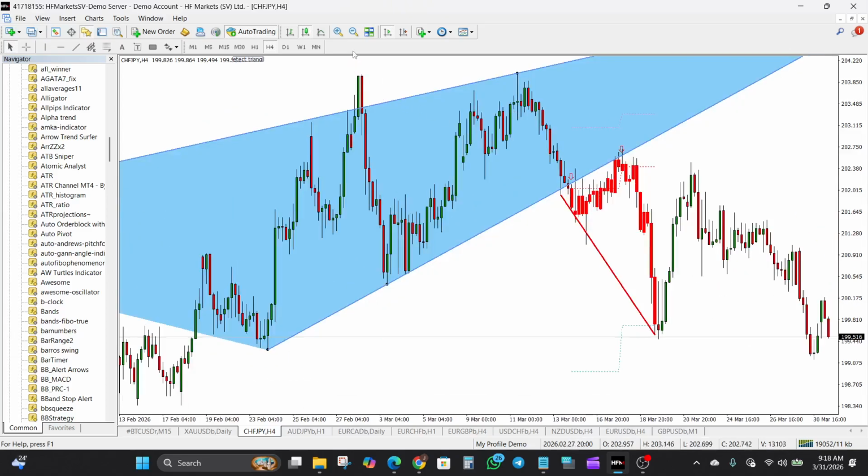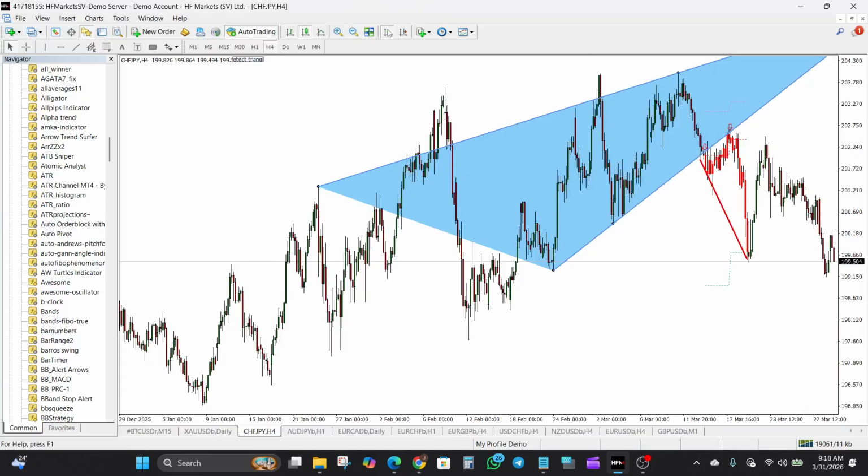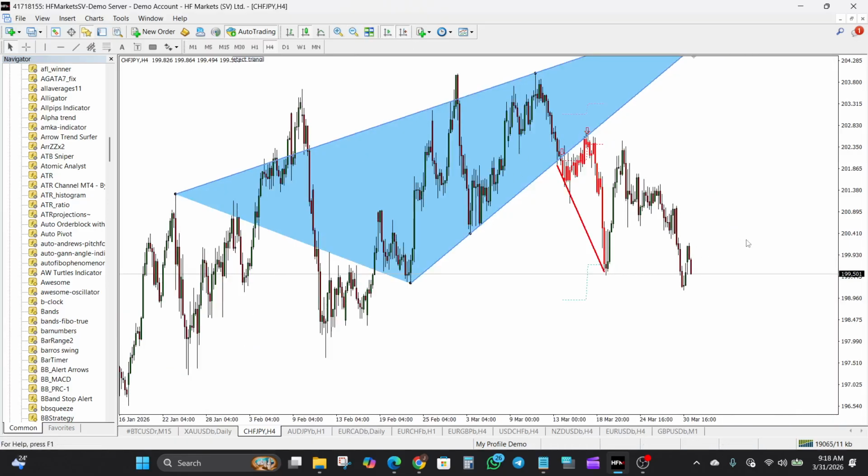However, it is always recommended to combine it with other indicators for additional confirmation, or at least pay attention to price action, basically get additional confirmations, in essence.